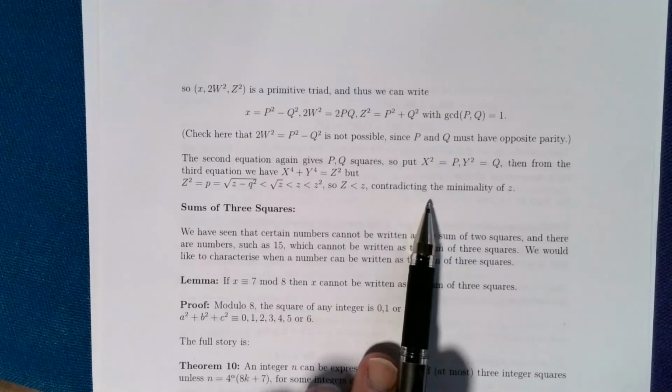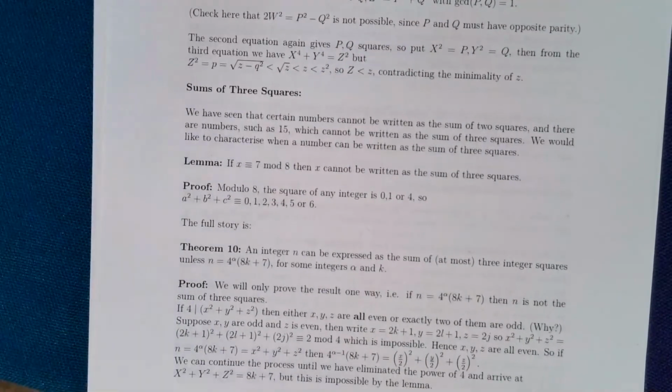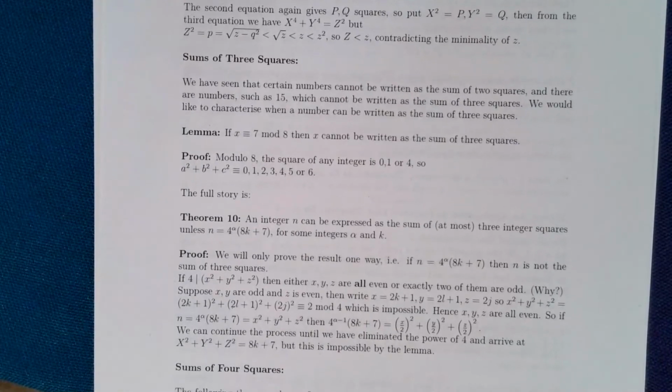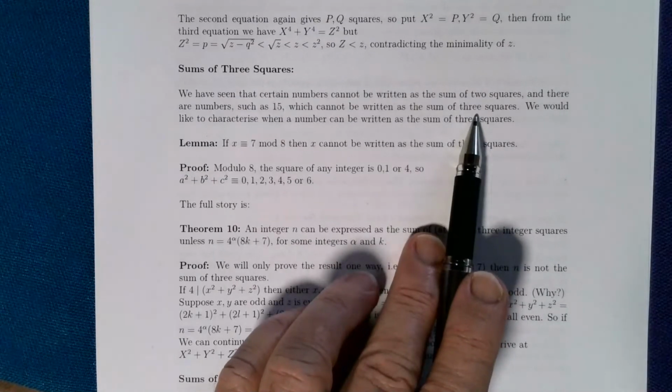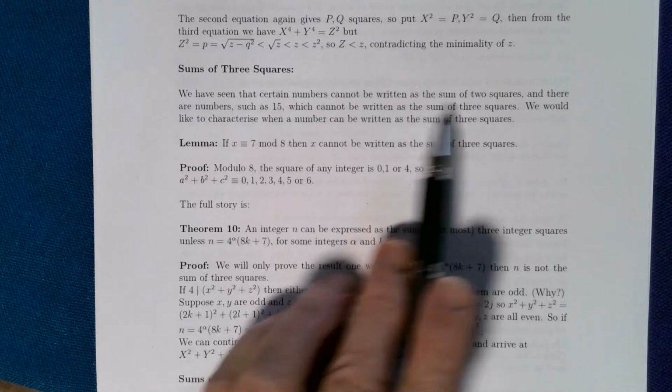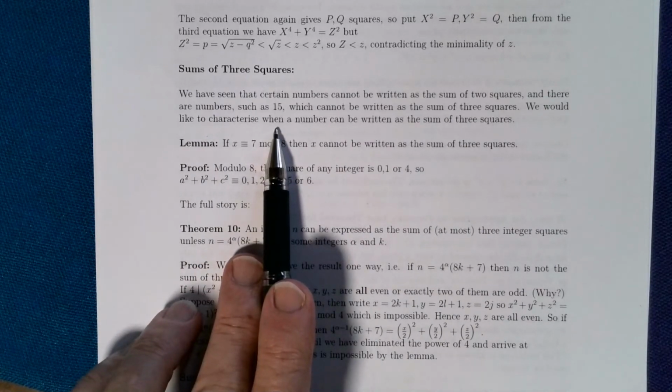Well, the next little section is on the sum of three squares. We've seen that certain numbers cannot be written as the sum of two squares, and there are numbers such as 15, for example, that can't be written as the sum of three squares. We'd like to characterize when a number can be written as the sum of three squares.